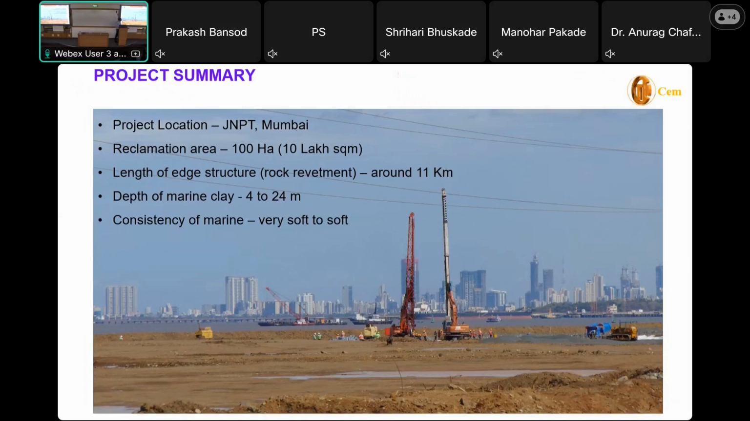A brief about this project is almost 11 kilometers of edge perimeter bund. The depth of the soft clay varies from around 4 to 24 meters, but majorly it is in the range of 10 to 22 meters. The consistency is very, very soft soil, extremely soft.